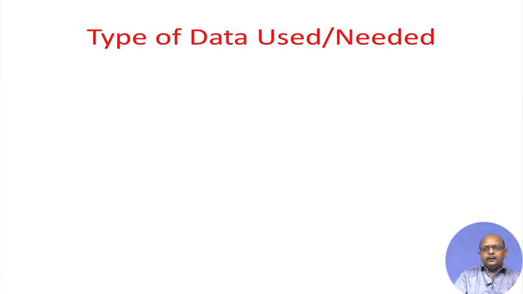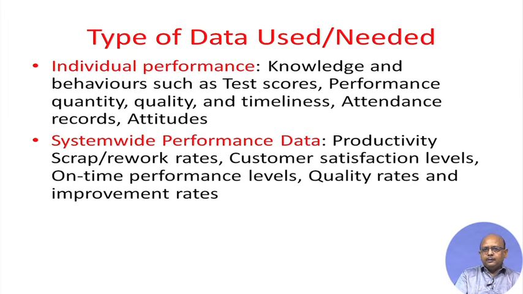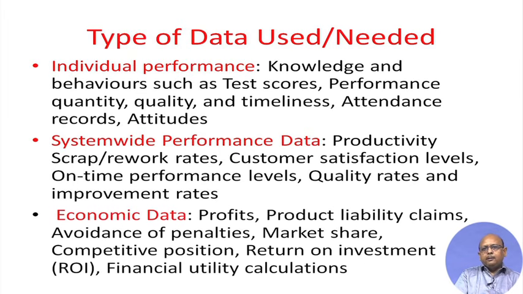And finally, we are going to see the different data types that we are going to use. We are going to use individual performance related data, system wide performance data and also economic data. Economic data in terms of profits, okay, market share, position, ROI and these kind of things. In individual performance, we see his knowledge and skill base, his performance in terms of quality and quantity, attendance, records, attitude. System wide data: change in the process, quality, whether efficiency increases or not, whether customer satisfaction level has gone up or not.